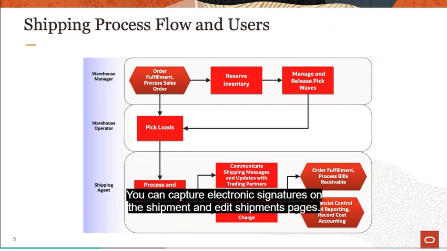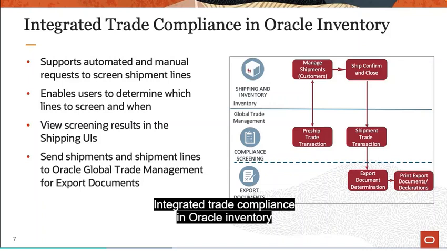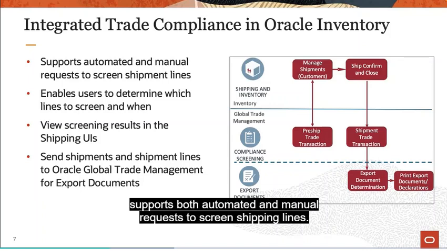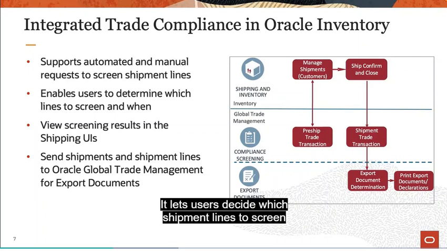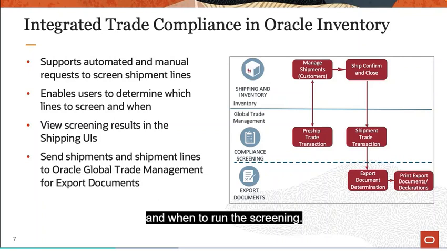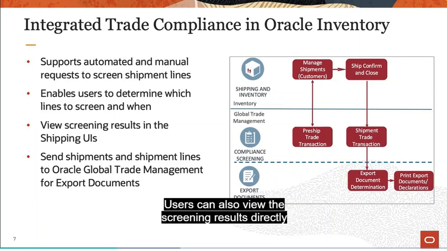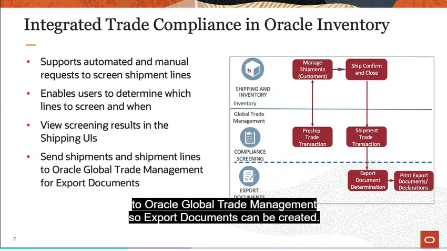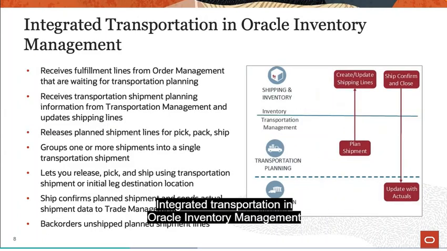You can capture electronic signatures on the managed shipment and edit shipments pages. Integrated trade compliance in Oracle Inventory supports both automated and manual requests to screen shipment lines. It lets users decide which shipment lines to screen and when to run the screening. Users can also view the screening results directly in the shipping user interfaces. In addition, it can send shipments and shipment lines to Oracle Global Trade Management so export documents can be created.